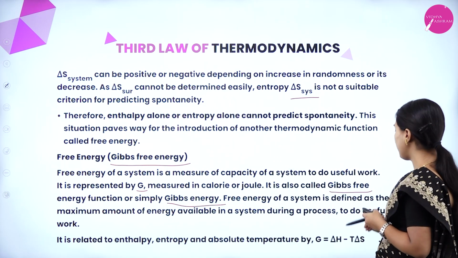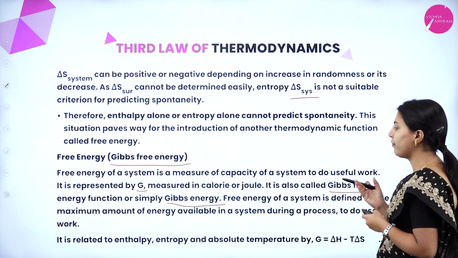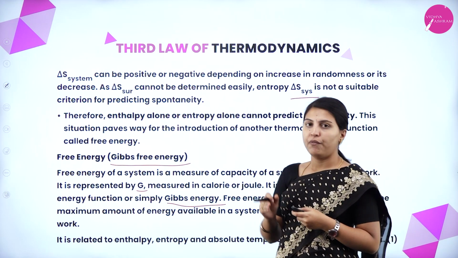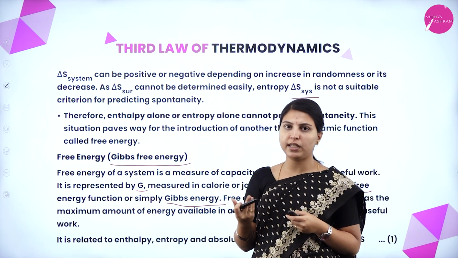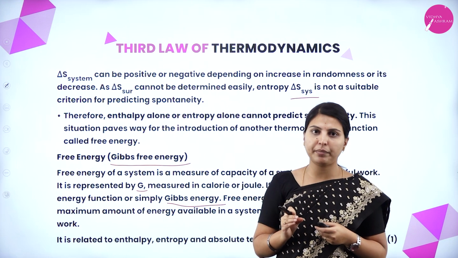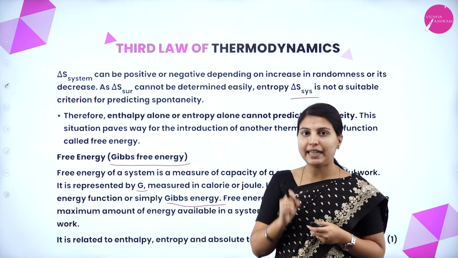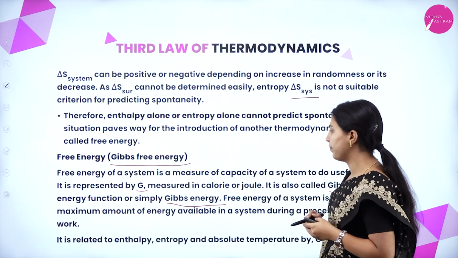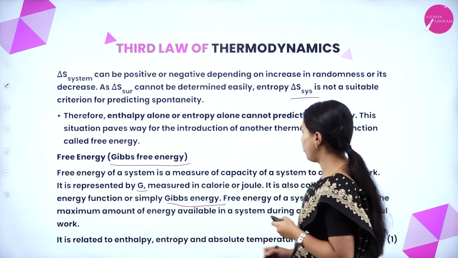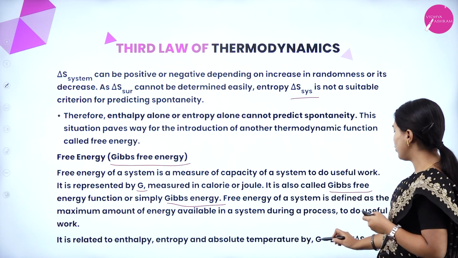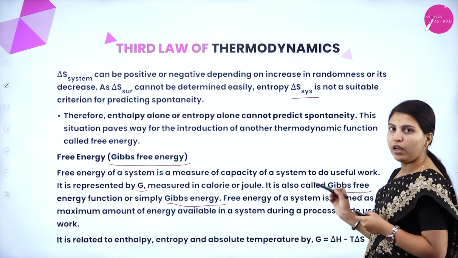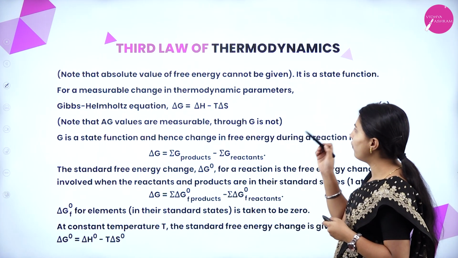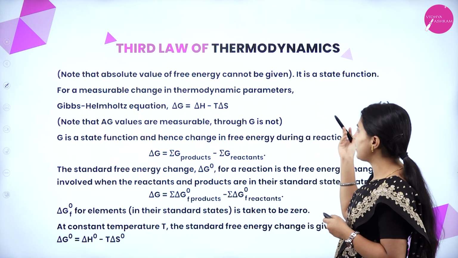Free energy of a system is defined as the maximum amount of energy available in a system during a process to do useful work. Whenever the work has to be done, within the system some energy will remain to do the useful work. That energy will be used, call it free energy or Gibbs free energy. It is related to enthalpy, entropy and absolute temperature. So G equal to H minus T into S. Note that absolute value of free energy cannot be given. It is a state function.